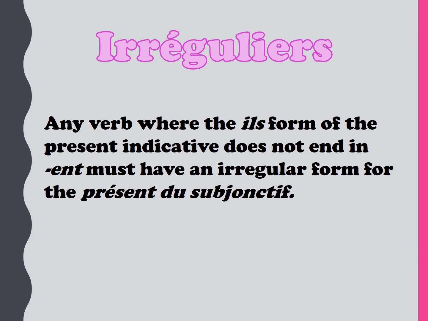any verb where the ils form of the present indicative does not end in ENT must have an irregular form. So it's really easy to know if it's irregular. If you go to do the ils form, for example, of aller, the ils form for aller is ils vont. And you're like, okay, there's my ils form. I'm going to take off the ENT. Oops, there's no ENT. So this must be irregular, and I have to make sure I double check that.